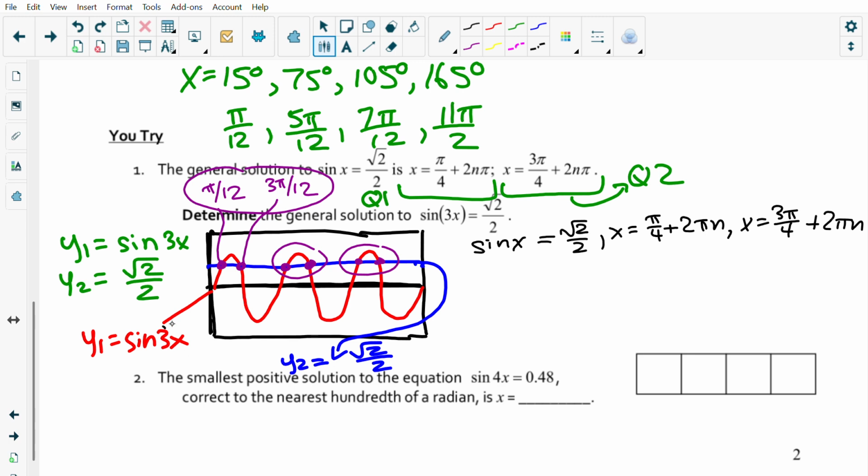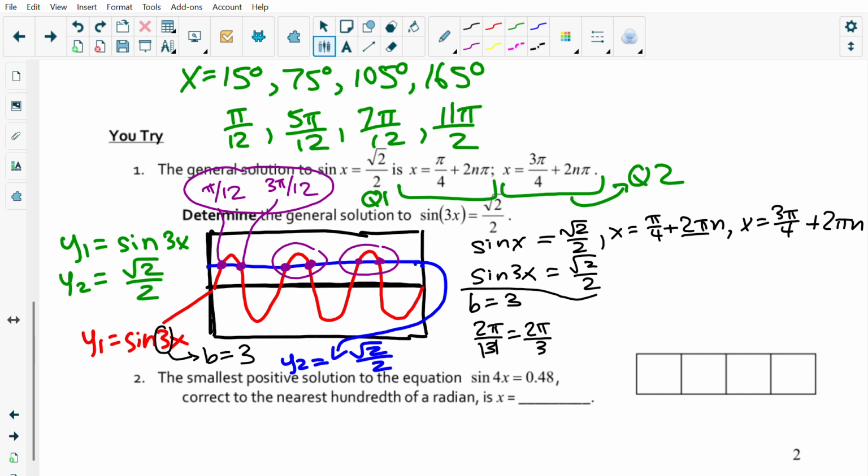When I have sine of 3x, let's look at it from a transformation standpoint. My b value is 3. So for sine of 3x, my b value equals 3. My period will change. My period goes from 2 pi to 2 pi over the absolute value of 3. So the new period should be 2 pi over 3. Okay, let's remember that.